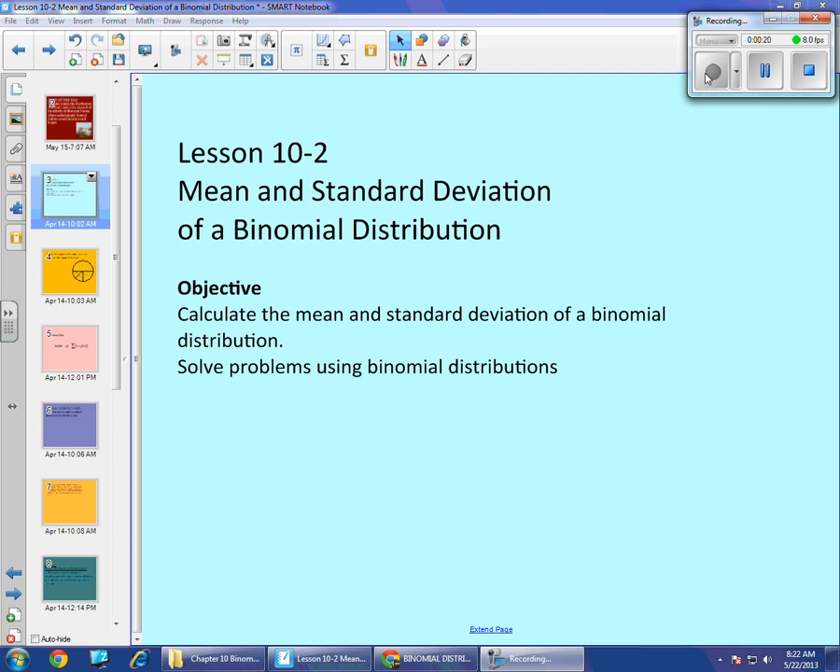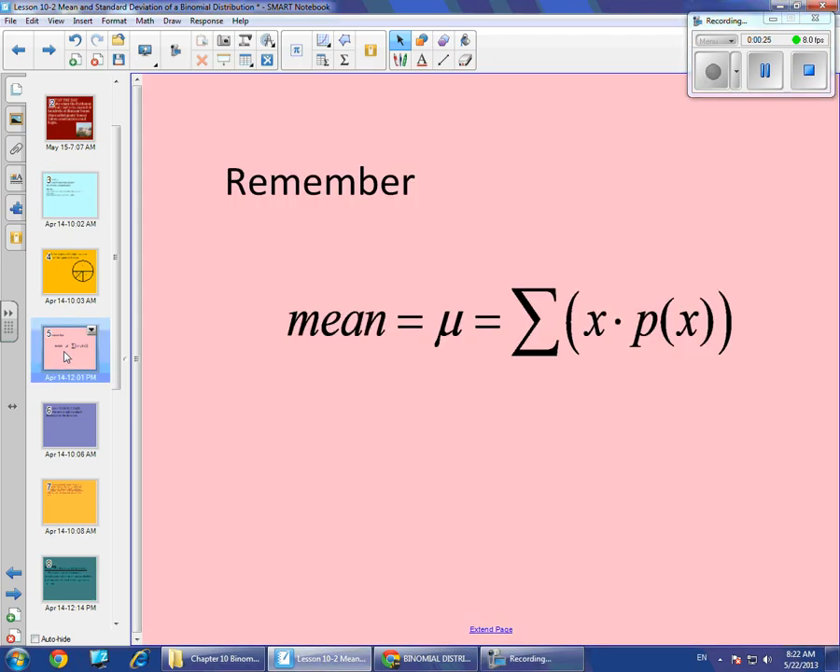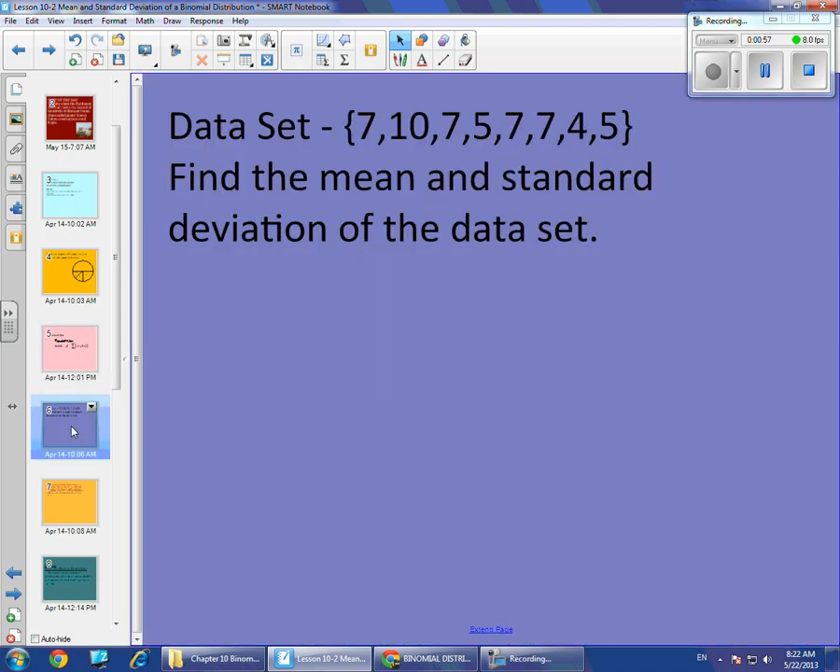Okay? So when we talk about mean and standard deviation, a couple things I want you to remember is how we calculated the mean of a distribution, which was basically what we called expected value. Expected value was a theoretical mean or a theoretical average for a situation. And then standard deviation was a measure of spread. How wide the data set was, or on average, how far each piece of data was from the mean. So please do not forget back from chapter 1 how to calculate means and standard deviations.